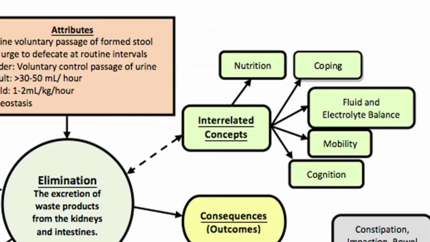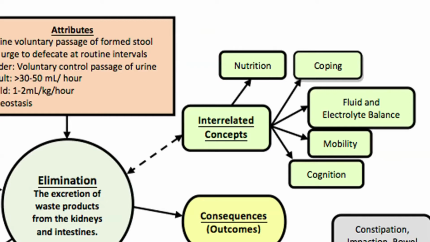Another interrelated concept is that of coping. We know that some people, whenever they're very anxious and they're having trouble coping with what is happening, have a problem with elimination because it increases peristalsis, and therefore they have more frequent passage of stool than is what would be normal for them. Another interrelated concept is fluid and electrolyte balance. We certainly know that if a person has diarrhea, it affects their electrolytes, and we're very concerned about making sure and having to replace their electrolytes.